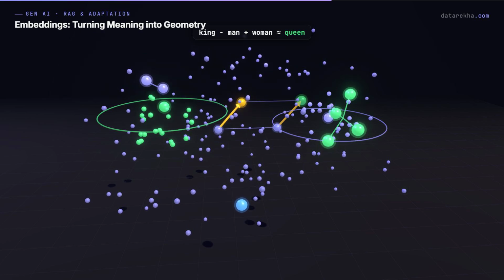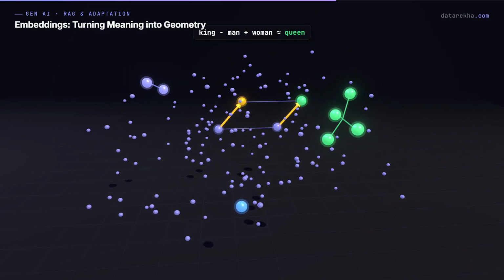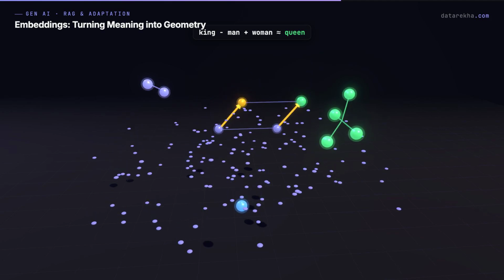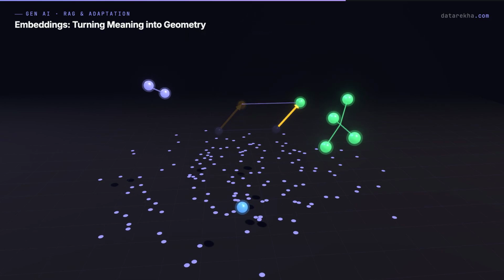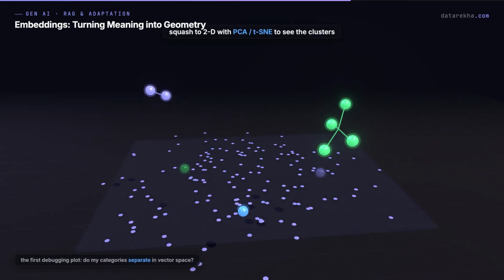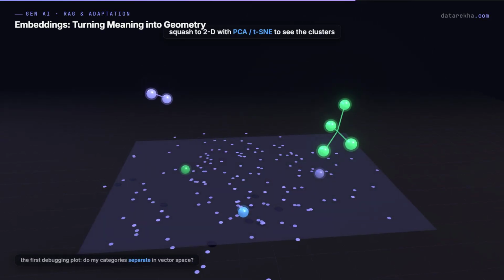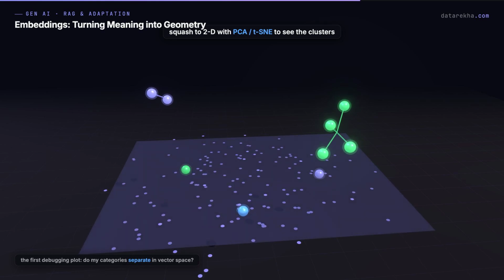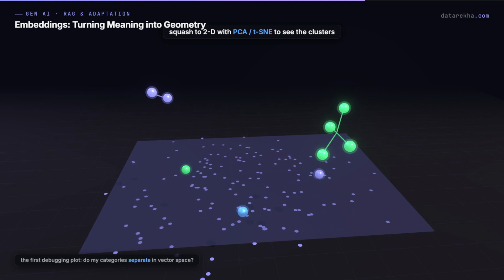Want to actually see it? You squash 1000 dimensions down to 2 with PCA or t-SNE and plot the points. That scatter plot is the first thing every debugging session reaches for. Do my categories actually separate in vector space or not?